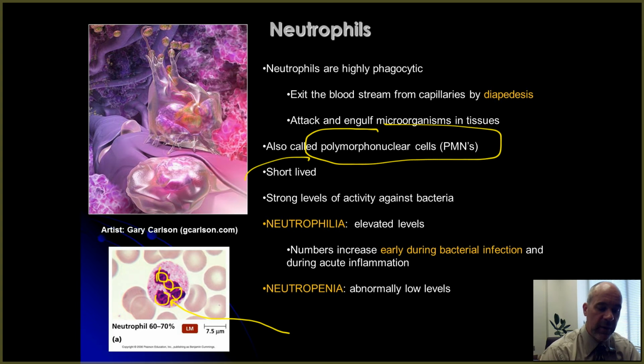These cells don't live very long, so they get released out of your blood. They enter areas where you have an infection. They do lots of phagocytosis, and they just live for a few days, and then they tend to die.